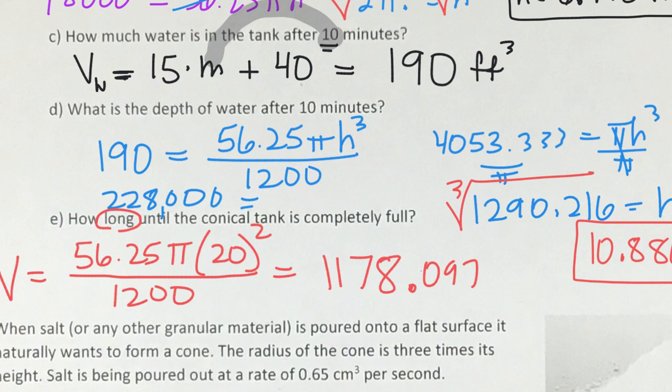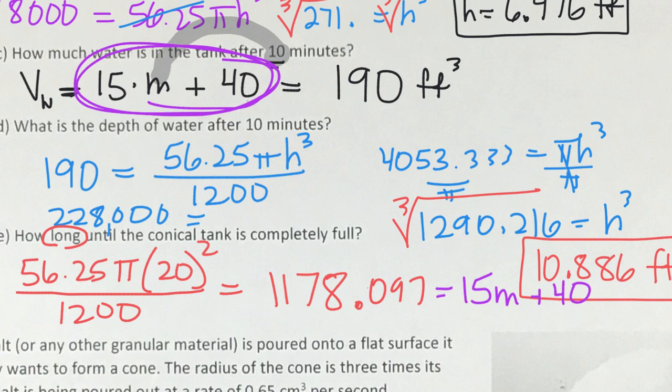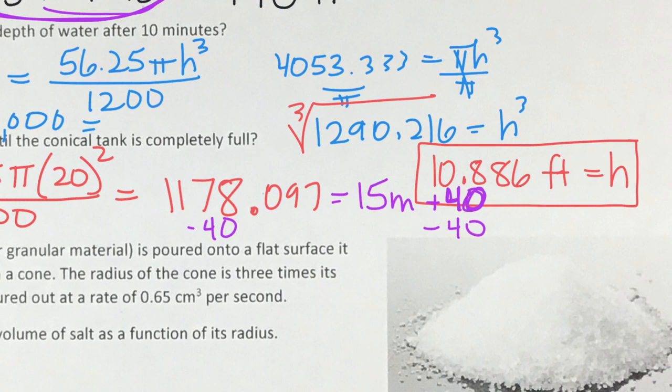Now I'm going to set that equal to my formula from part C, right? So this is my volume rate formula, 15 every minute plus your initial 40. We have to understand that there's initially 40 in there, and that doesn't count against our time. So we're only really trying to fill it up 1138.